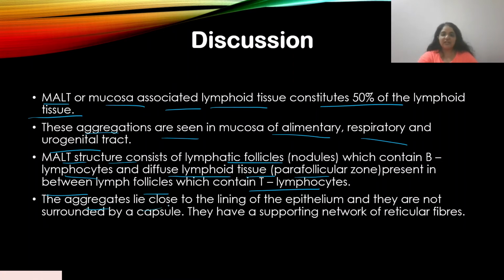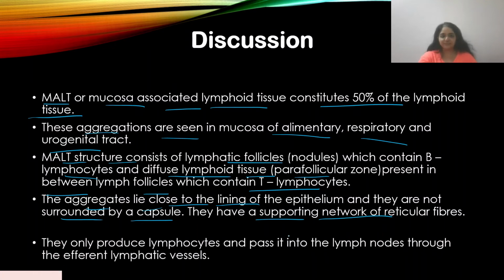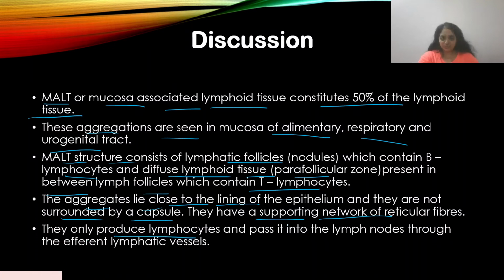The aggregates lie close to the lining of the epithelium and they are not surrounded by a capsule. Lymph nodes usually are surrounded by a capsule, but MALT are not. They have a supporting network of reticular fibers. They only produce lymphocytes and pass them into lymph nodes through the efferent lymphatic vessels. That is how they leave.